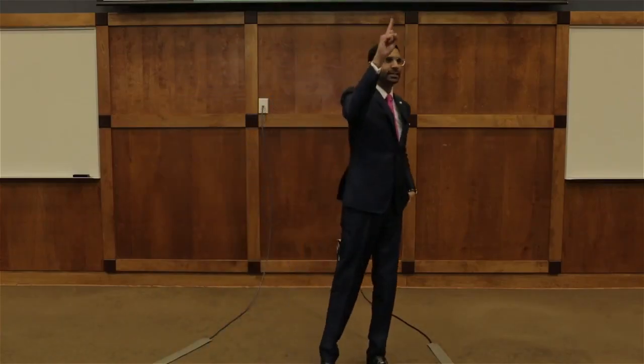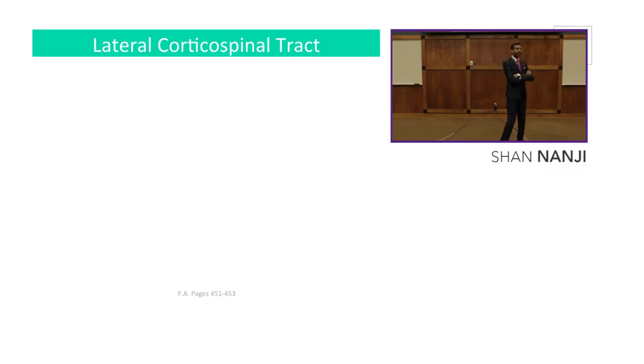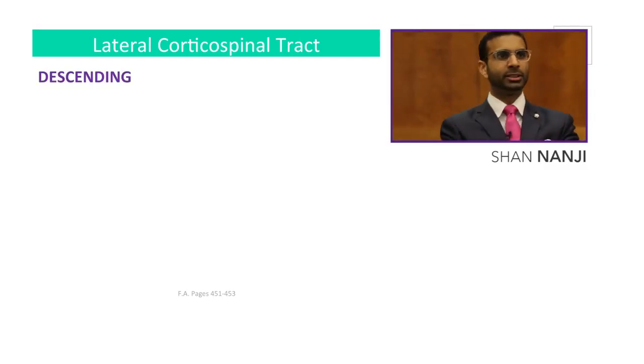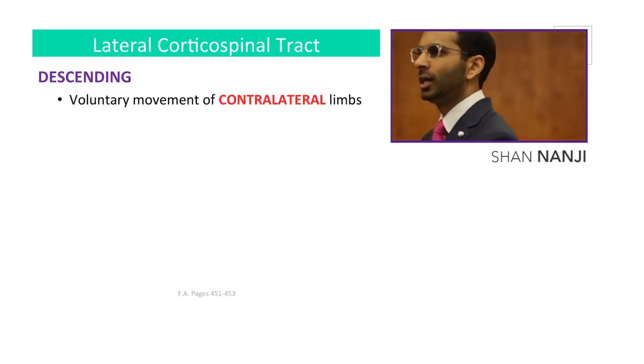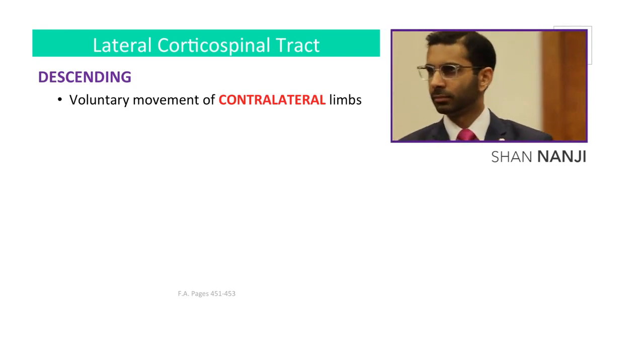Now, pay attention, because this is the one tract that's kind of different. But there's only one thing you have to know about this tract to keep it straight. And that one thing is the first point on this slide. Your lateral corticospinal tract is responsible for voluntary movement of your contralateral limbs.